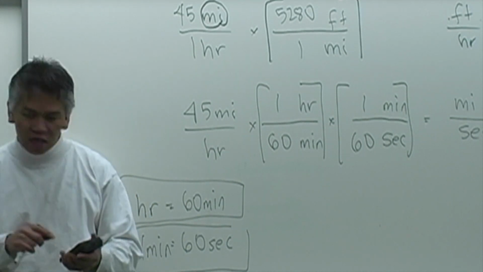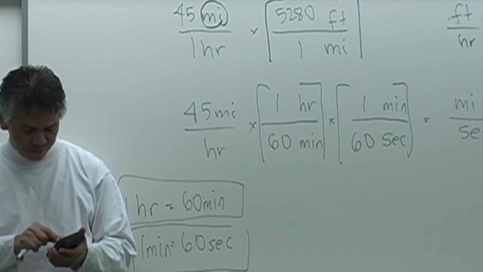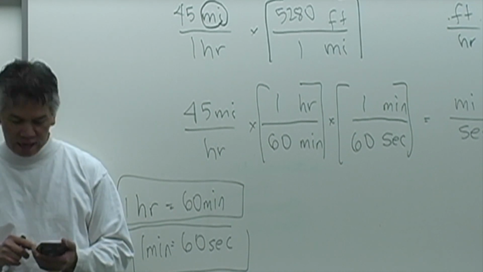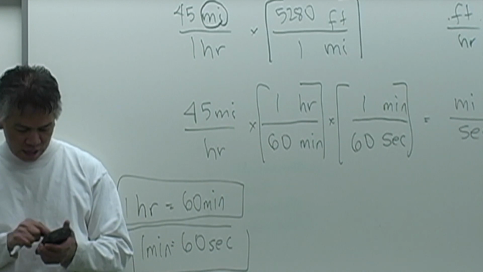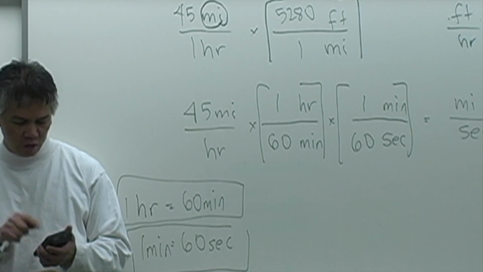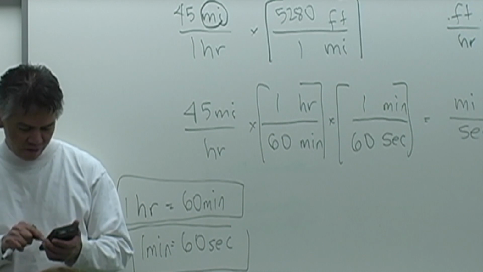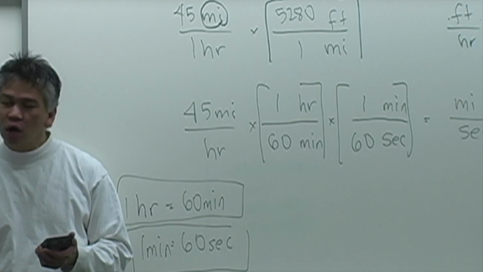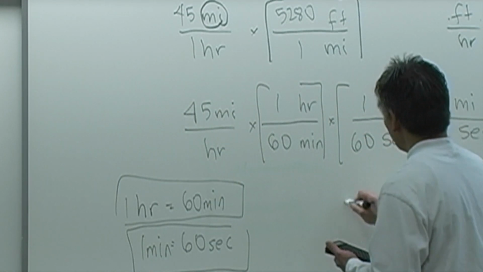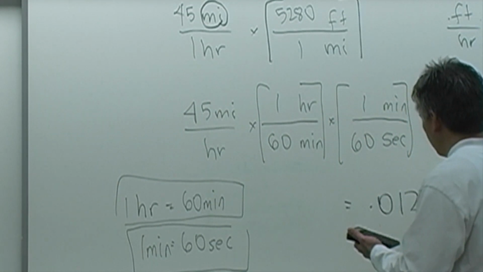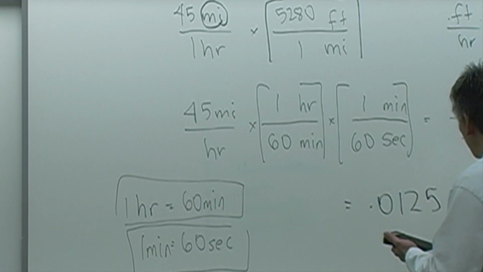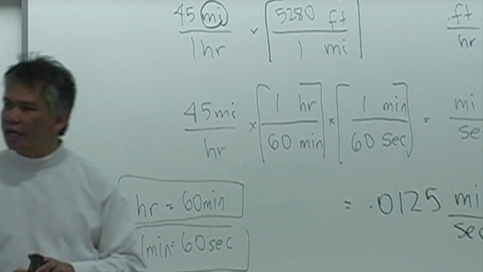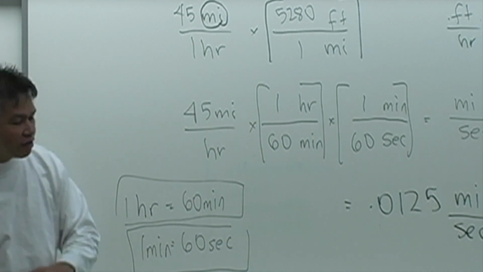Okay? Don't hit equal, just take 45, divided by 60, and divided by 60 again. And in the end, what you should get is the following. My calculator works. Okay? 45. You should get 0.0125 miles per second. Now, how many significant figures should this answer contain? 2. So how should I round this off?